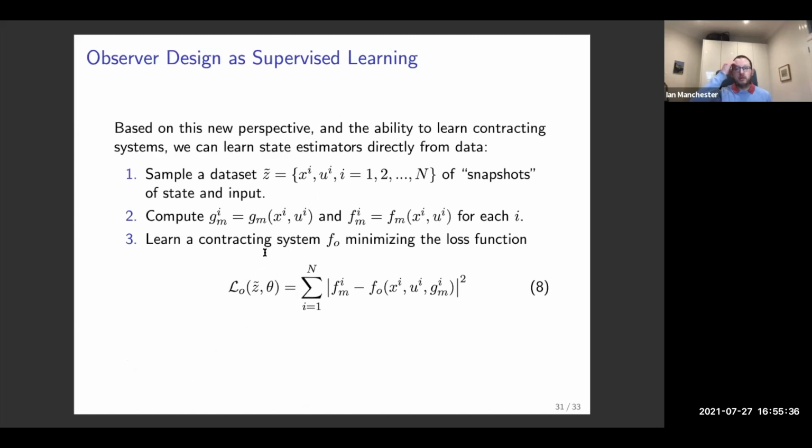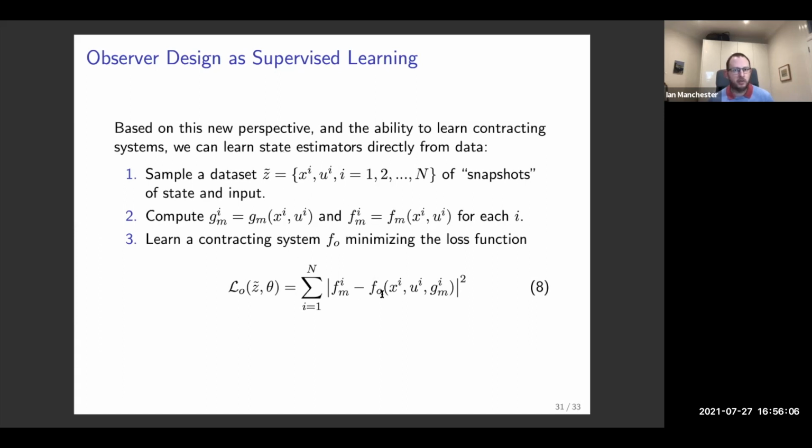And so the basic procedure is, rather than trying to design this correction term, we just need to sample some data set. So we just sample a bunch of possible states and inputs for our system. So these are kind of snapshots of the dynamics. Then we just compute what the model output and the model dynamics are at each of those points. So this could be using whatever simulator or solver we have for that model.